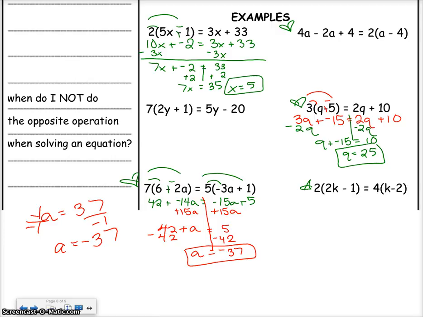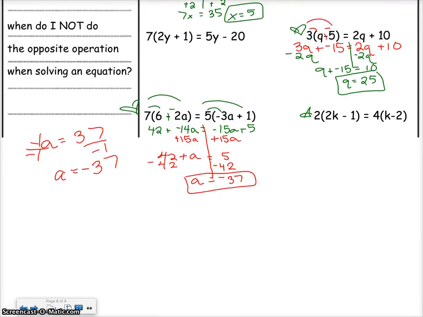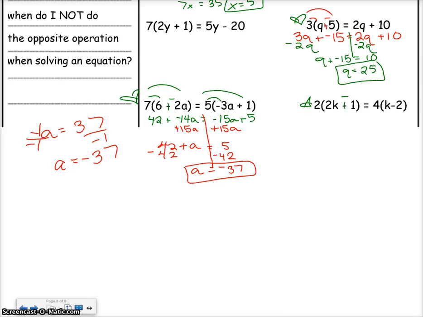Watch this next one. Plus a neg, plus a neg. Distribute, all within step 1. 4k plus a negative 2 equals 4k plus a negative 8. Okay, so I can't combine. Move my variable to one side.